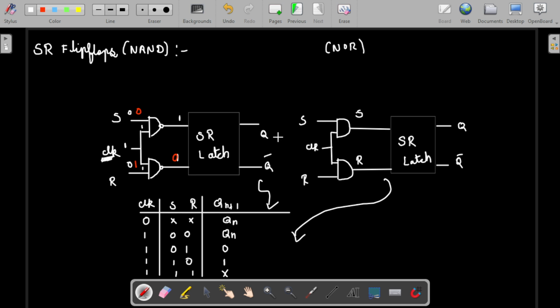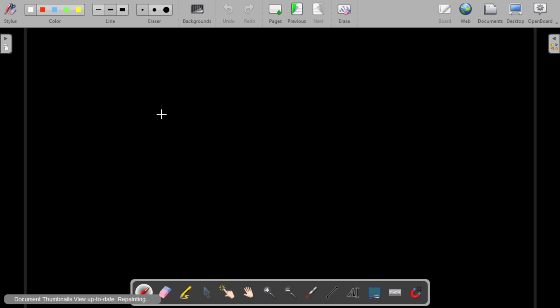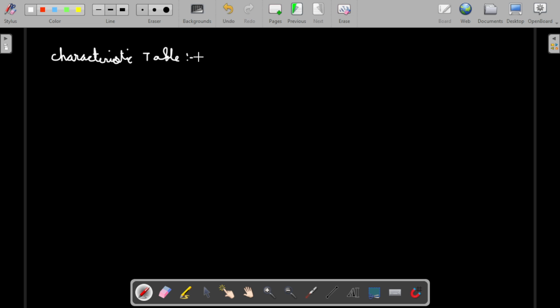Now let me develop the characteristic equation. The characteristic equation is the equation where the truth table can be written as a single function, similar to how we get a function for a truth table. So here let us develop a characteristic equation with S, R, Qn and Qn plus 1.